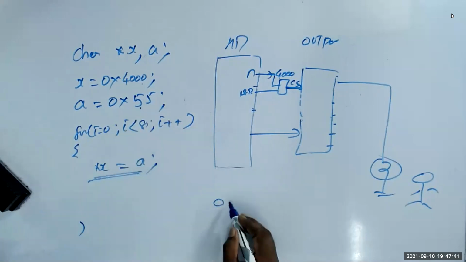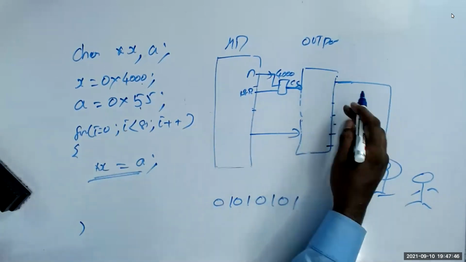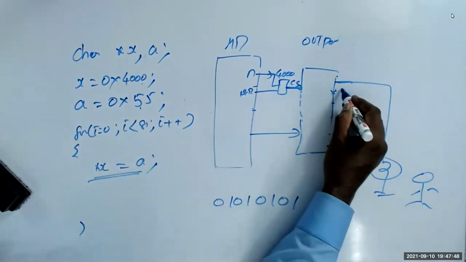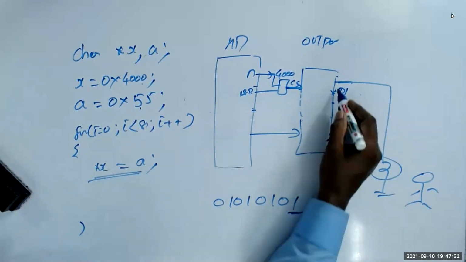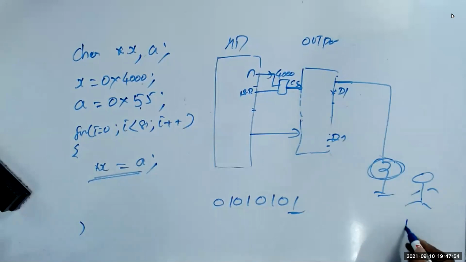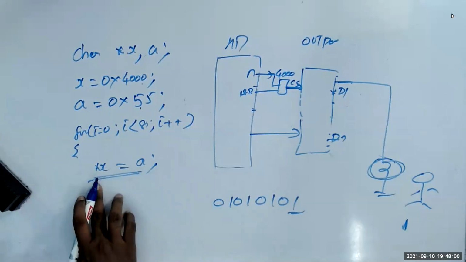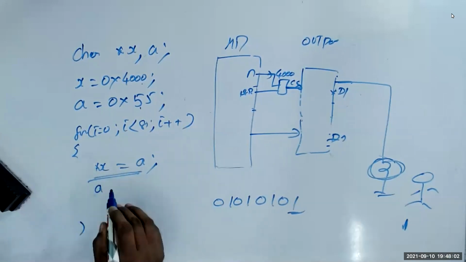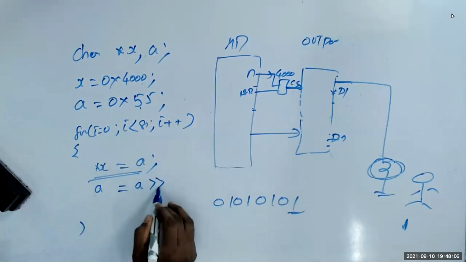What happened? When I put star x is equal to A, 0x55 is 0101 0101. But unfortunately, all the pins are not connected. Which one? D1 to D7 are not connected. So this pin only glows. So this guy takes 1. Fine. Now, what will I do here? A is equal to A right shift by 1.